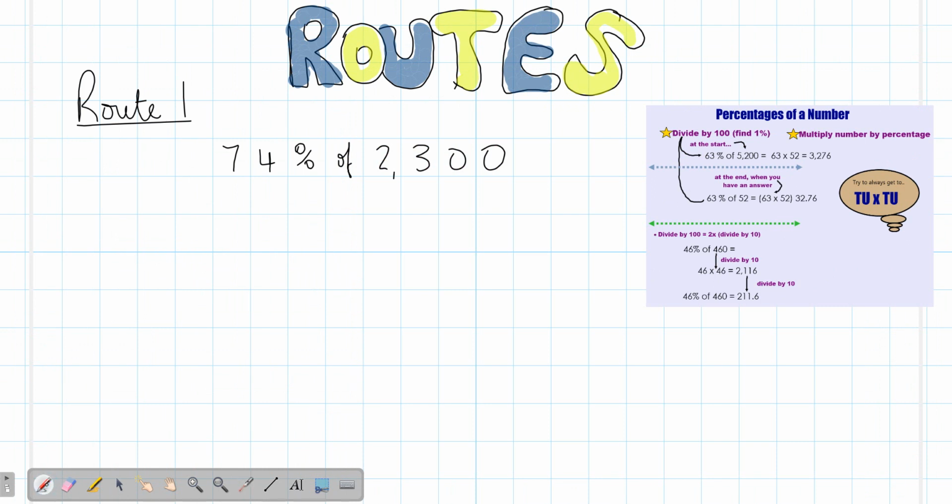So route 1 is us dividing by 100 at the start. We've got 74% of 2,300. What we'll do first is 2,300 divided by 100. That gives us our 1%, and that answer is 23. We'll then multiply the 23 by the percentage, 74. And we'll do this with lattice, 74 multiplied by 23, and set up our grid.